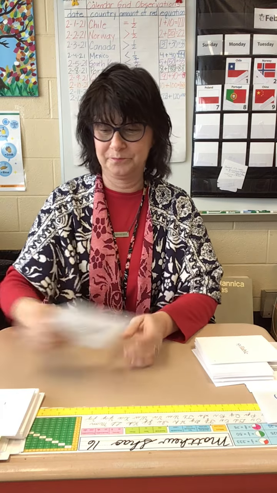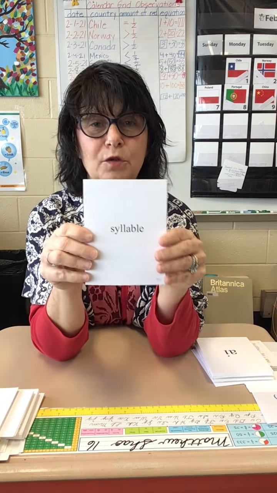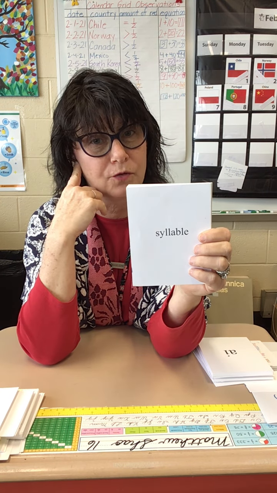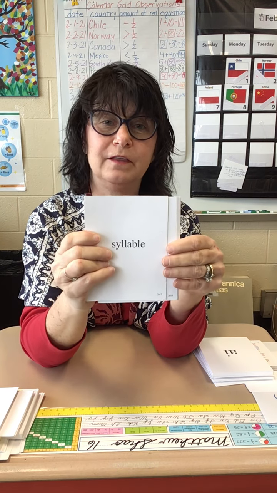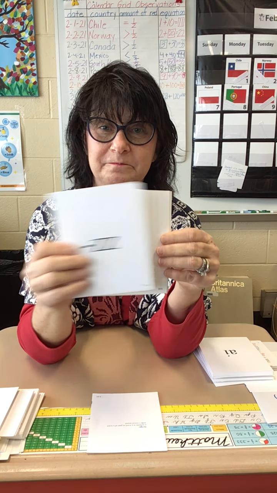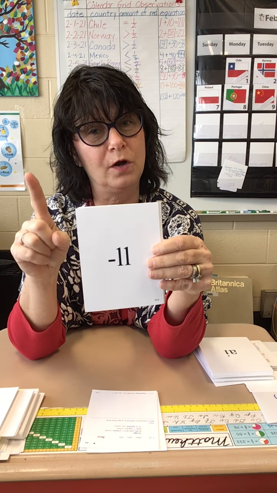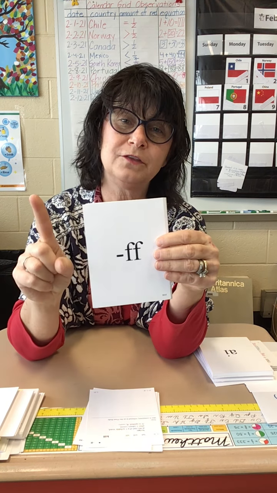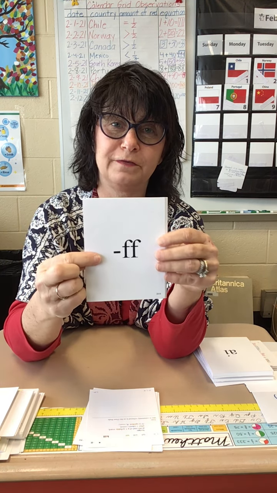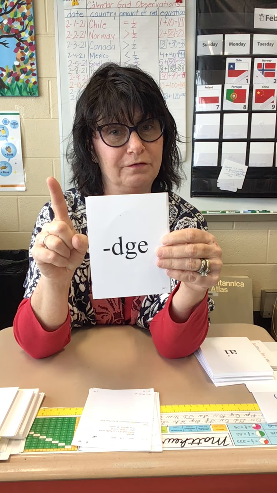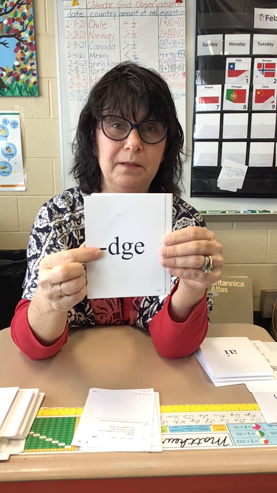Good job. All right, remember that a syllable is a word or part of a word with only one vowel sound. And you can say these along with me. At the end of a one-syllable word after one short vowel, Z is spelled ZZ. L is spelled LL. F is spelled FF. J is spelled DGE.